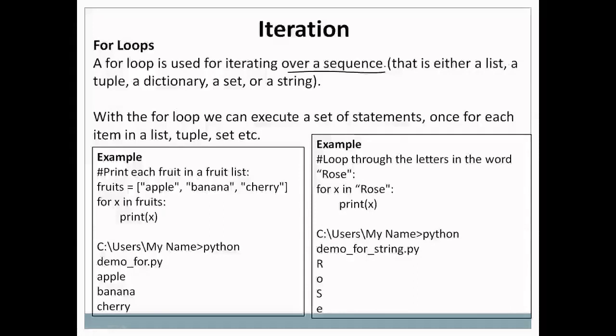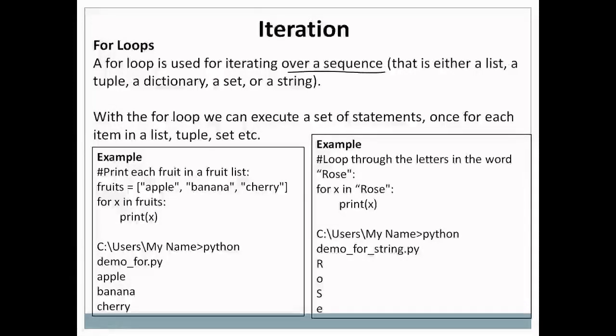For example, you may say a string. A string is a sequence because it consists of multiple characters. Or an array in other programming languages, which consists of multiple elements. In Python, we have different types of sequences, like list, tuple, dictionary. These are all sequences which store multiple different values, and to iterate through all the values stored in a sequence, we can use a for loop.